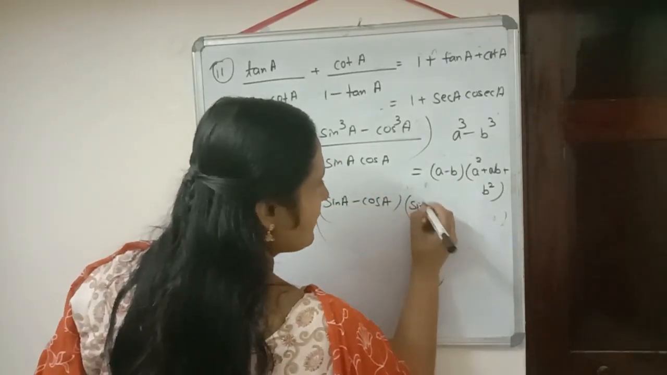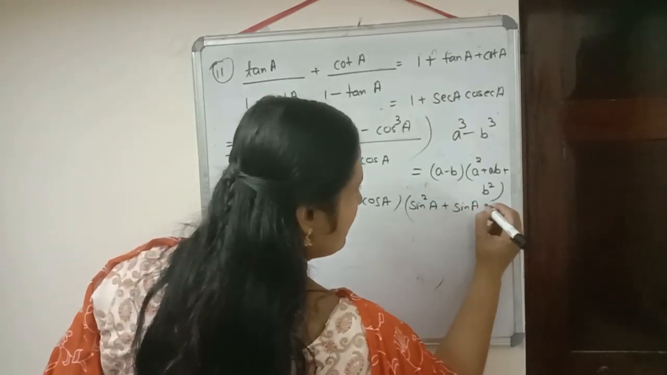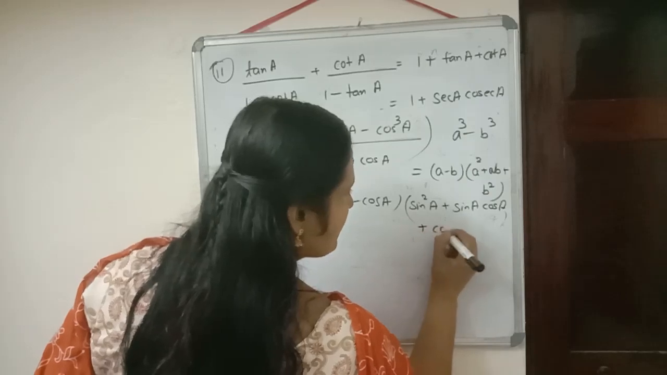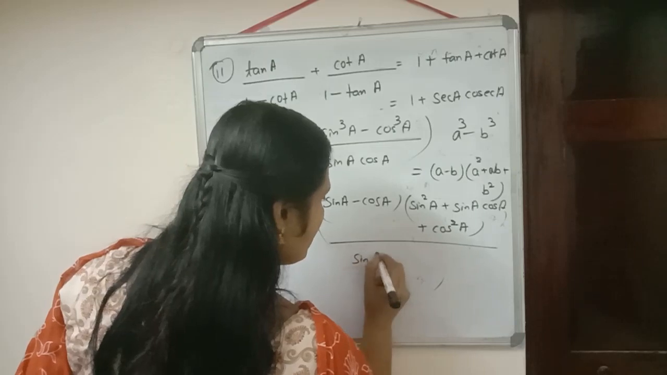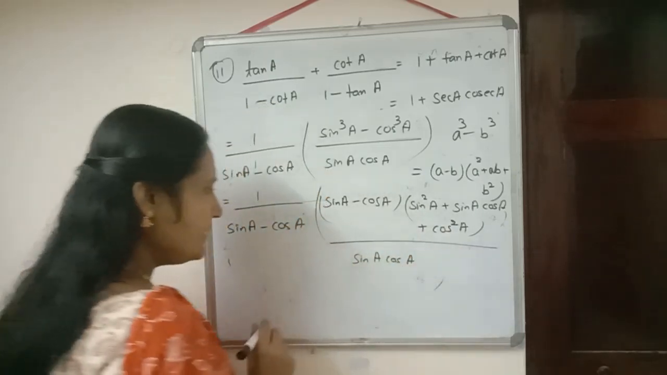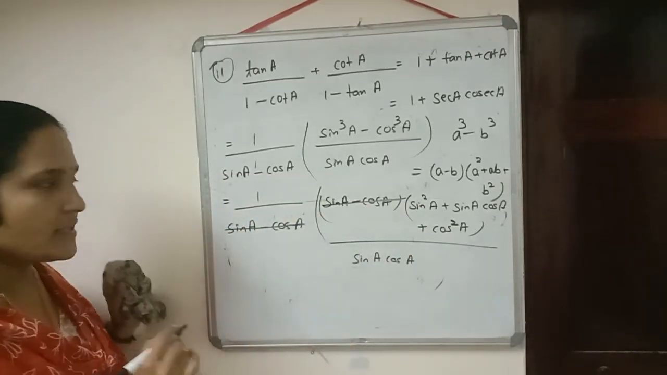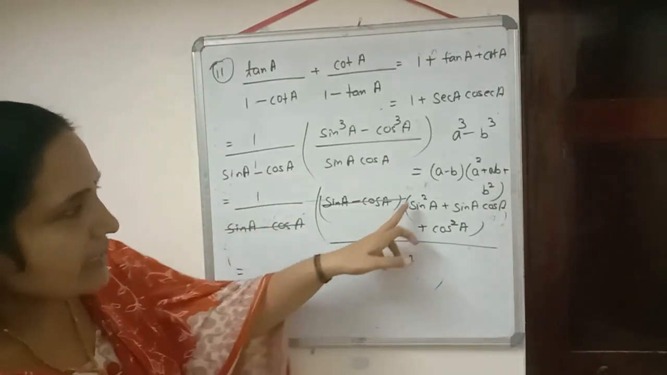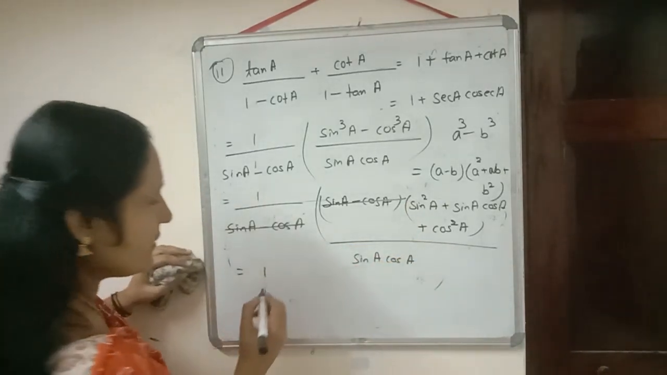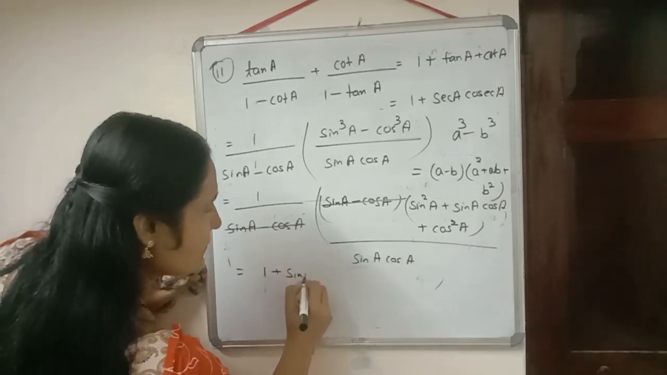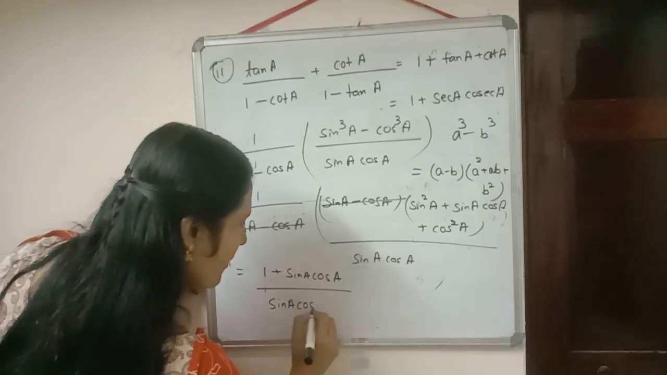So sin A the whole square will be equal to sin square A plus sin A into cos A plus cos square A, whole divided by sin A into cos A. Anything will get cancelled here? Yes, sin A minus cos A and sin A minus cos A will get cancelled. Here sin square A plus cos square A is equal to 1. So remaining is 1 plus sin A cos A by sin A cos A.